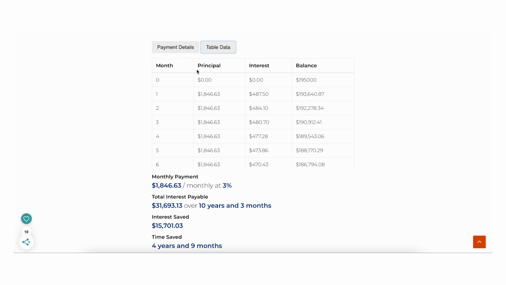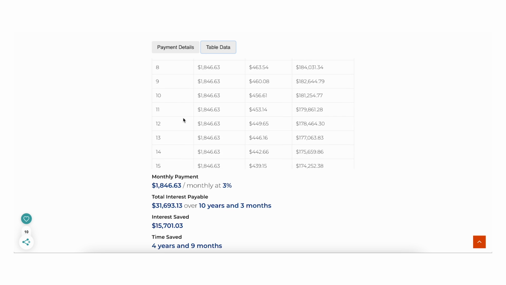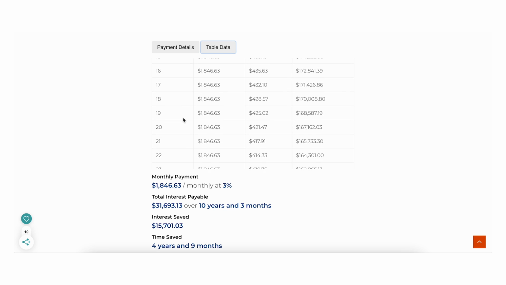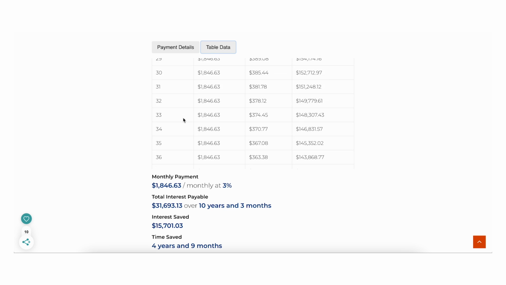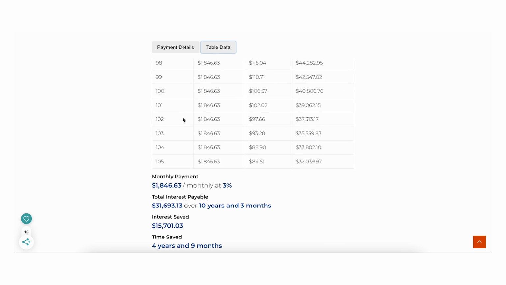Then you can also click the table data button. From this view, the mortgage payoff calculator shows you a breakdown of your monthly mortgage payments. Specifically, you see how much you pay toward the principal and how much you pay in interest each month.